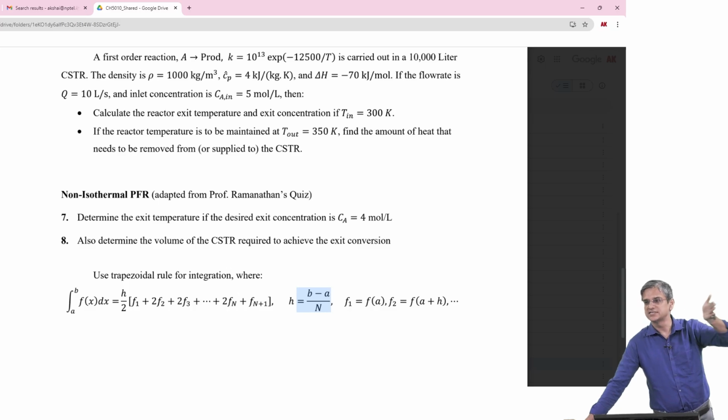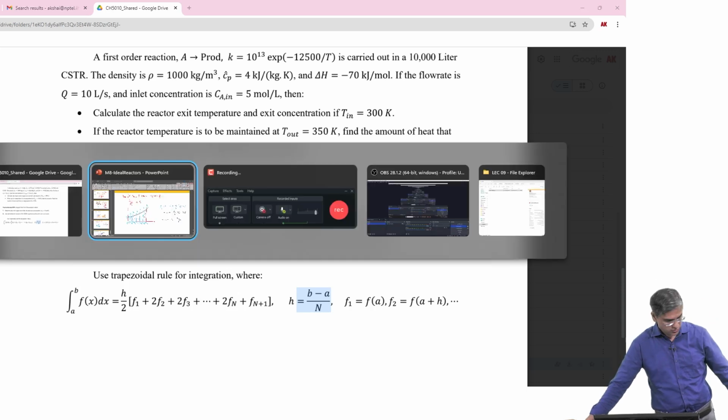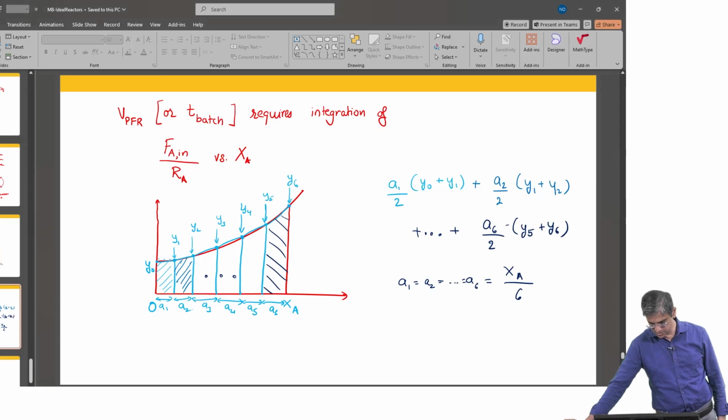Okay. How many steps? 6 steps. So, XA divided by 6 was H in that example. H by 2 multiplied by y0 plus y1, plus h by 2 multiplied by y1 plus y2, plus h by 2 multiplied by y2 plus y3. So, all of the middle guys are coming twice: y1 is coming twice, y2 is coming twice, y5 is coming twice, and y0 and y6 are coming just once.